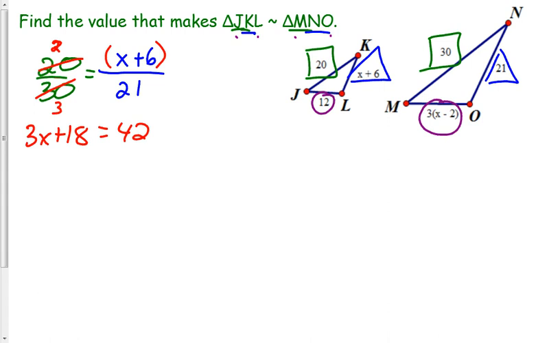And then I'm going to go about solving, so I'm going to subtract 18 from both sides, so I get 3x equals 24, and thus x equals 8. And you could have solved it the other way, you would get the same value, it's just a matter of personal choice. I personally look for which one would be easier for me to solve.